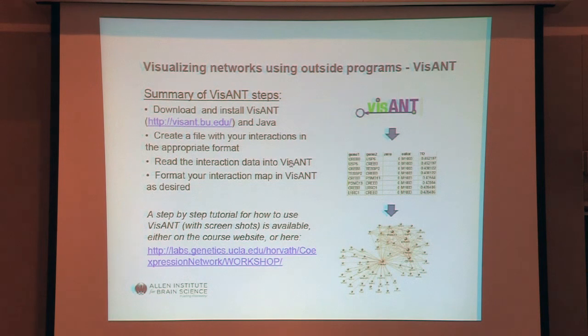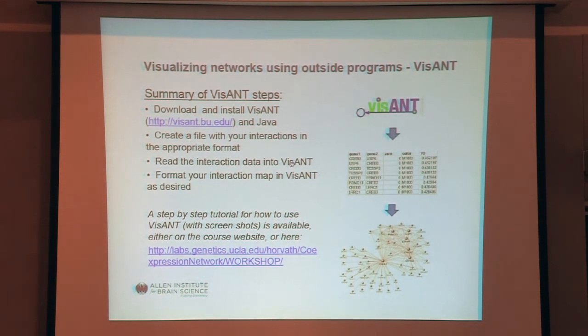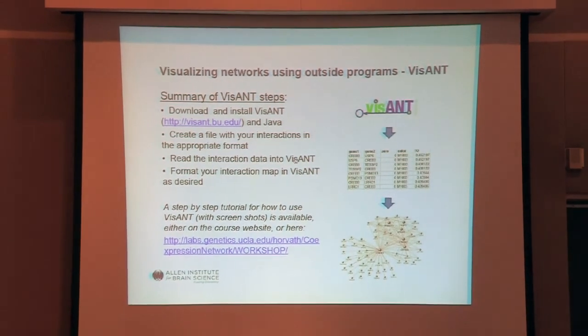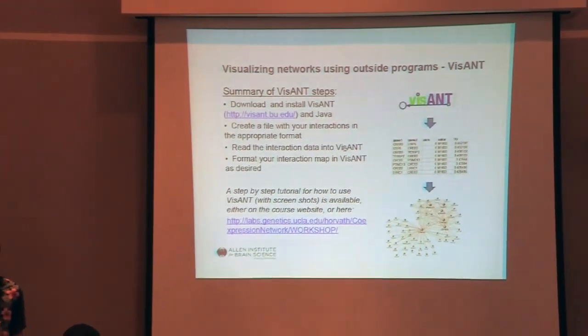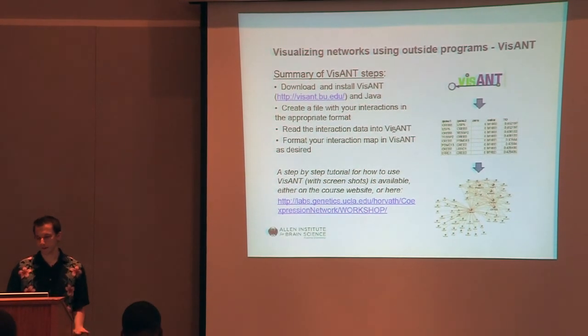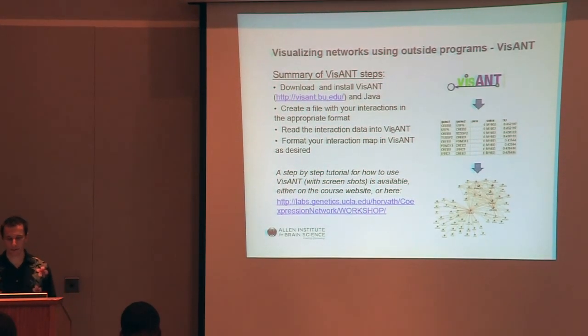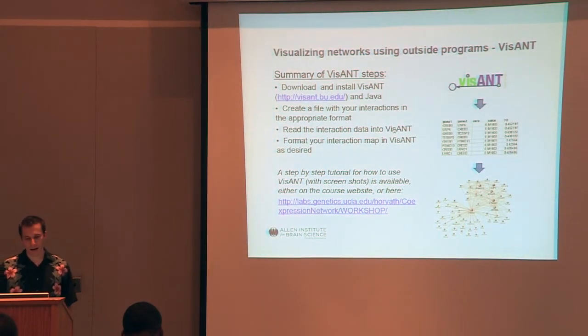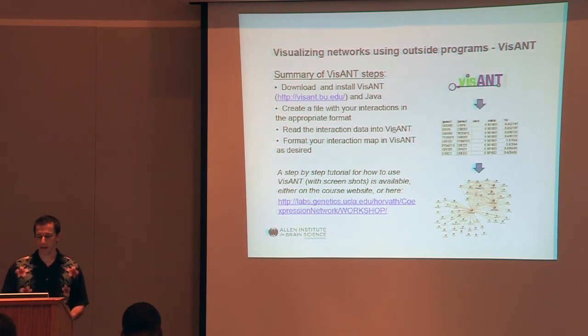So if you want to use Vissant, what you would want to do is download it from the website and download Java as well. Then you will need to create a file that has all of your interactions in the appropriate format, and I will shortly discuss what the appropriate format is. You'll then want to read your interaction data into Vissant and then format your interactions map in Vissant to make them look however you want.